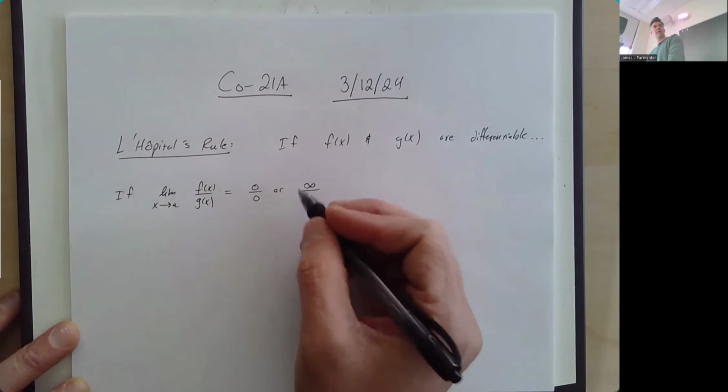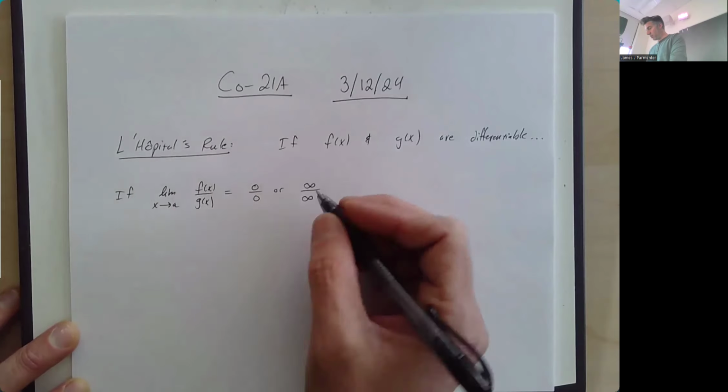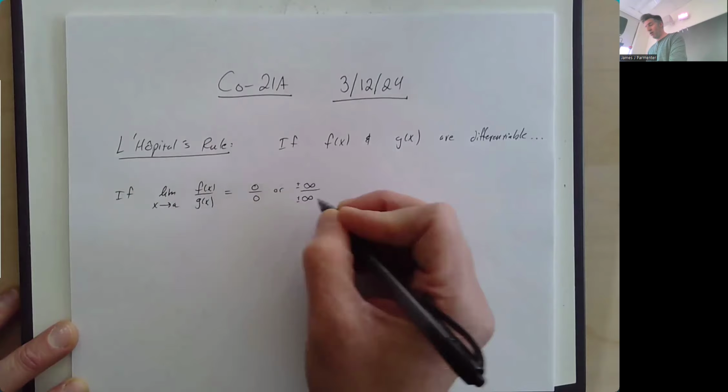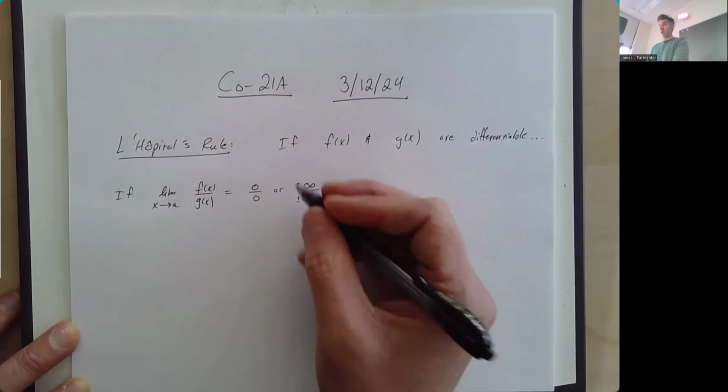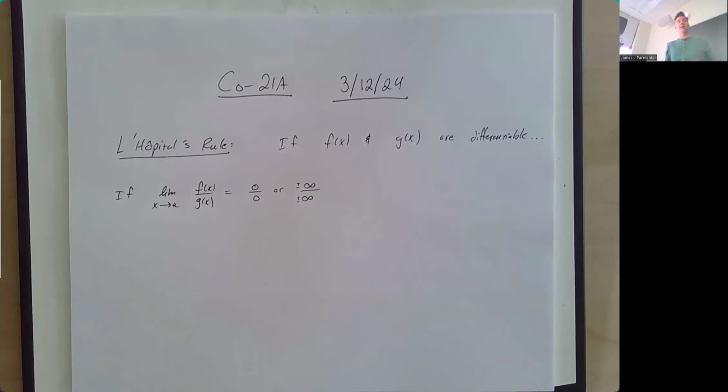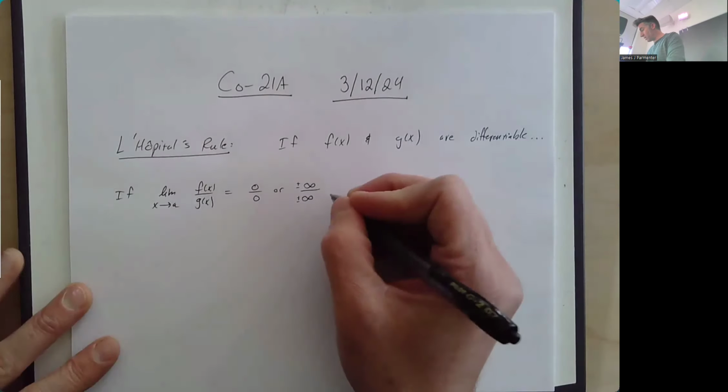It doesn't matter what the sign of your infinities are. It could be a positive infinity over a positive, a negative over a negative, a positive over a negative, or a negative over a positive. It just matters that it's something infinite over something infinite. So if your limit has one of these two indeterminate forms, then we can say the following.